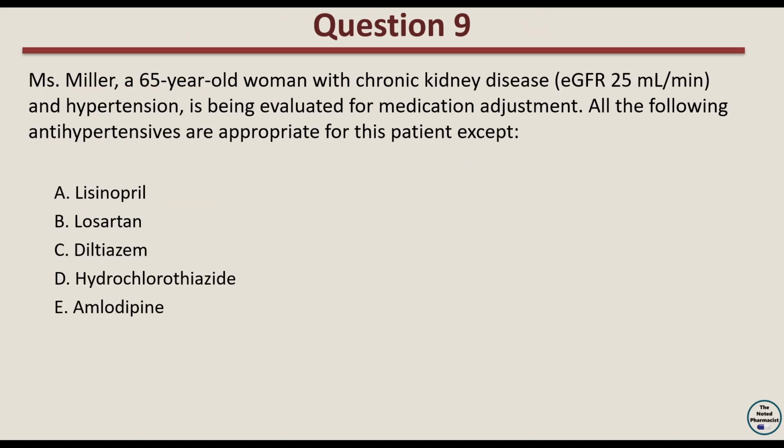Question 9. Ms. Miller, a 65-year-old woman with chronic kidney disease, eGFR 25 ml per minute, and hypertension, is being evaluated for medication adjustment. All the following antihypertensives are appropriate for this patient except Option A, lisinopril. Option B, losartan. Option C, diltiazem. Option D, hydrochlorothiazide. Option E, amlodipine.